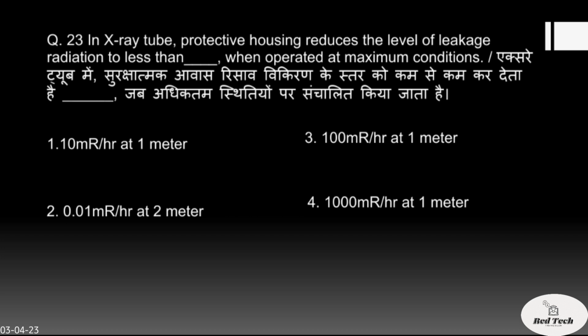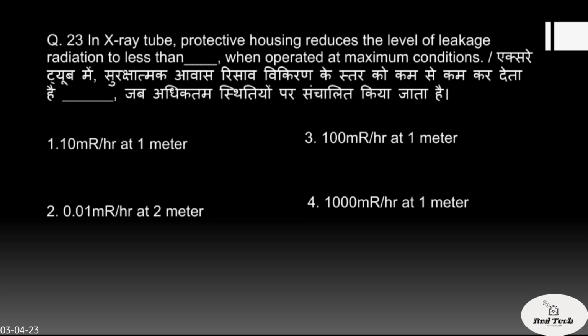Question number 23. In an X-ray tube, the protective housing reduces the level of leakage radiation to less than how much when operated at maximum condition? So when you operate the X-ray machine in a maximum condition, what should the protective housing reduce the leakage radiation to?